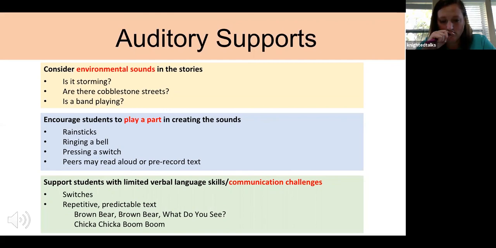So for example, you might want to use repetitive, predictable text, like Chicka Chicka Boom Boom, or Brown Bear, What Do You See? Because if you have Chicka Chicka Boom Boom pre-recorded, and every time that child pushes their switch, it literally says Chicka Chicka Boom Boom, they can press that switch every single page, and they are adding in that part, which gives them a voice even if they're not verbally speaking.